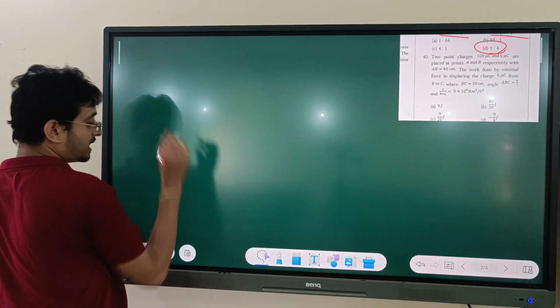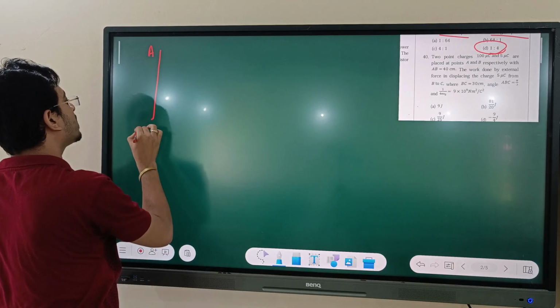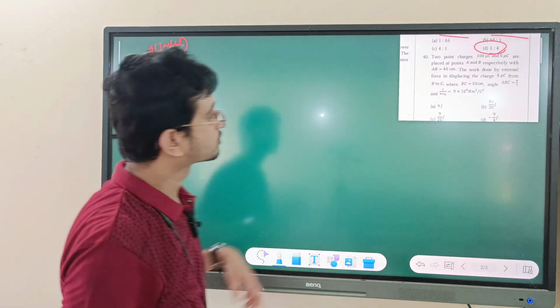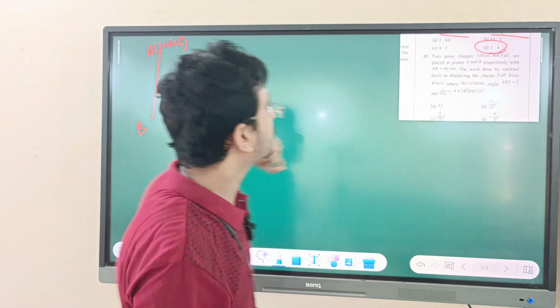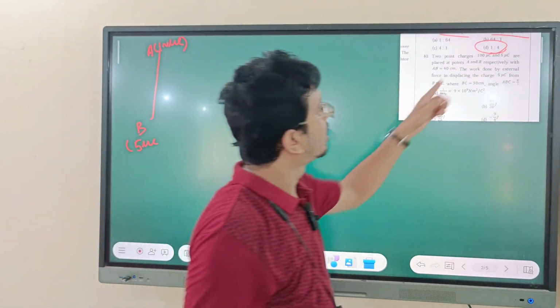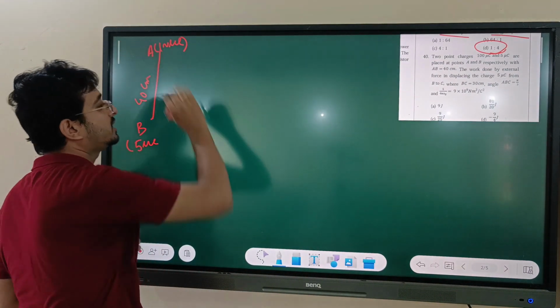This is the position of A, and this is the position of B. Here it is 100 microcoulomb, and B is at 5 microcoulomb, respectively. AB is equal to what? 40 centimeter. This is 40 centimeter.